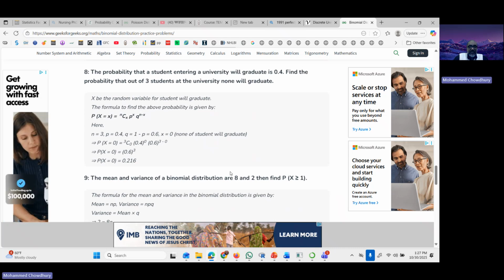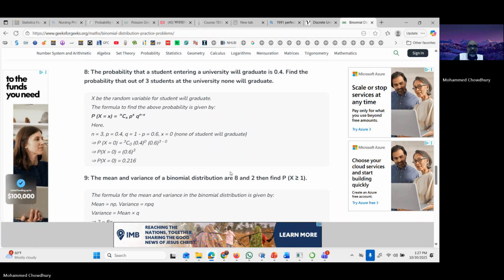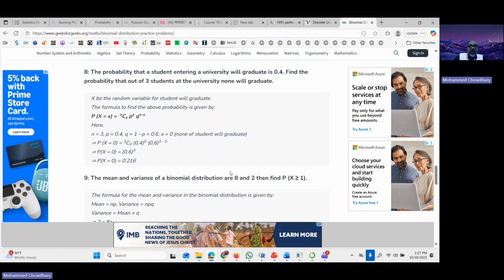The probability that a student entering a university will graduate is 0.4. Find the probability that out of 3 students at the university, none will graduate. None will graduate, so that means 0, right? So that is the answer.